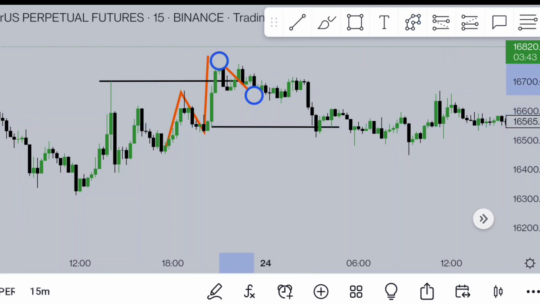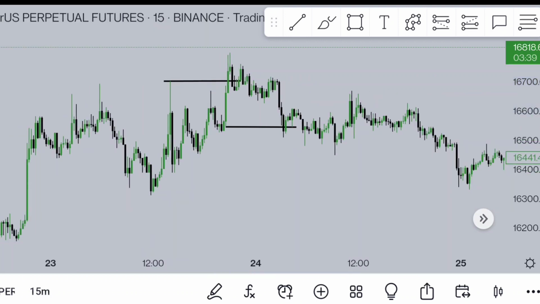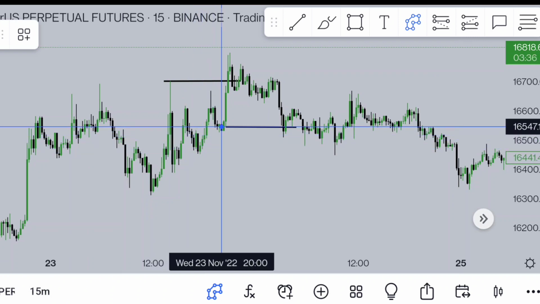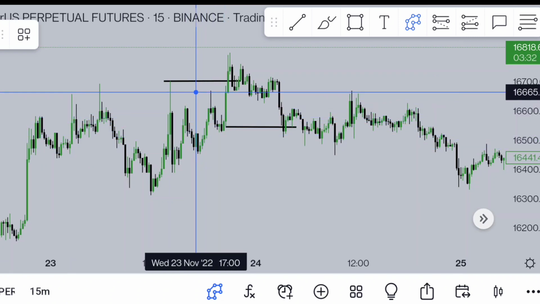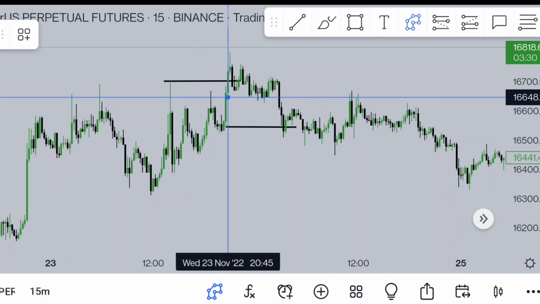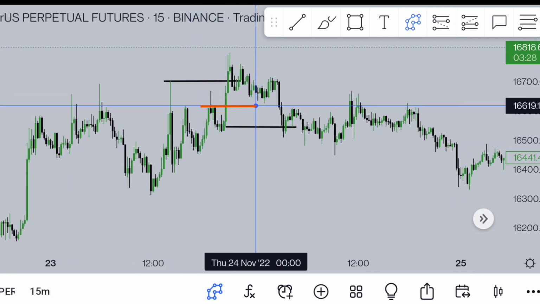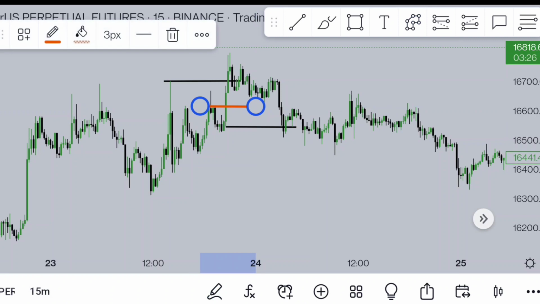Okay, now I will take you to the bigger structure. Now this was the smaller structure. Now you will see that there is also a bigger structure there. Okay, see, as I said, this is the MSB candle. It broke the structure to the upside. Okay, this candle, see, this broke the structure to the upside.